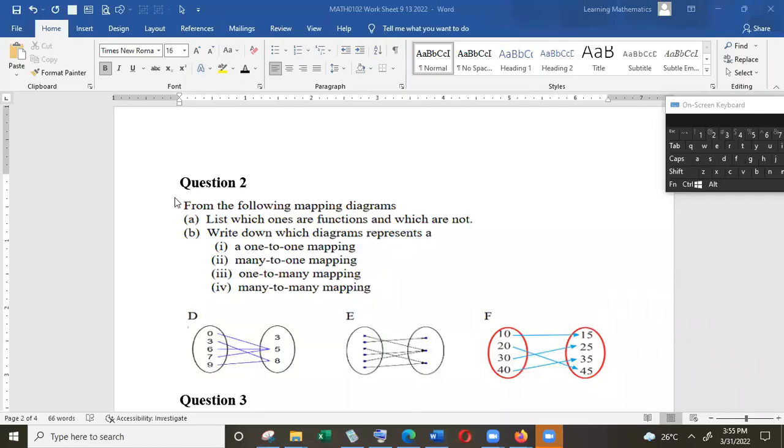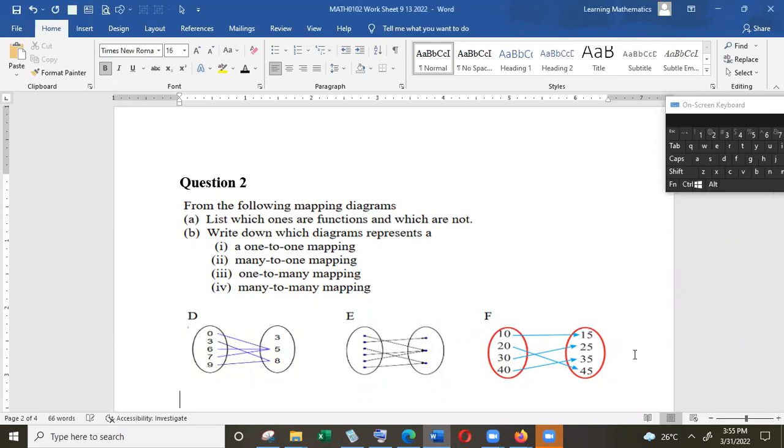Now, this question says from the following mapping diagram. So here we have 1, 2, 3 of them. List which ones are functions and which are not. Write down which diagrams represent a one-to-one mapping, many-to-one mapping, one-to-many mapping, and many-to-many mapping. Okay, so we need to find what is the definition of a function.